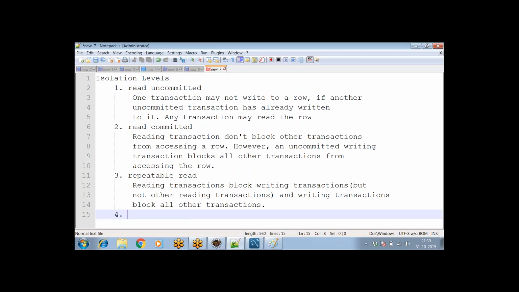Next, hope you people got it right. So you see, in between, a transaction which is reading the data will prevent all other transactions from updating that row. Yes, this way the issue can be addressed.